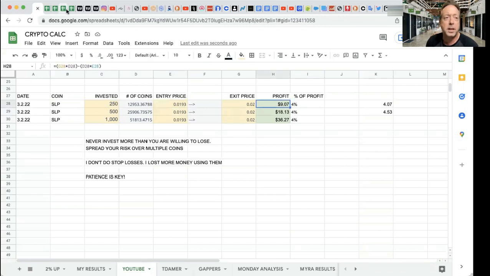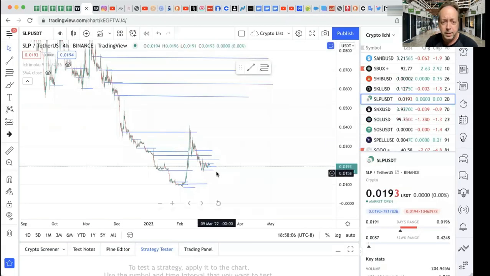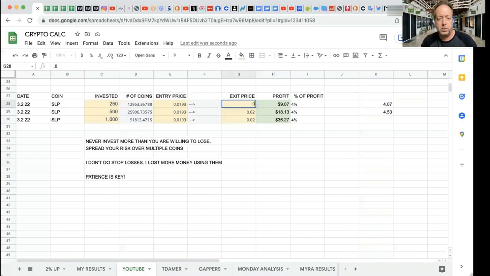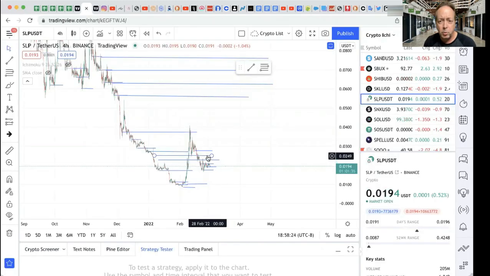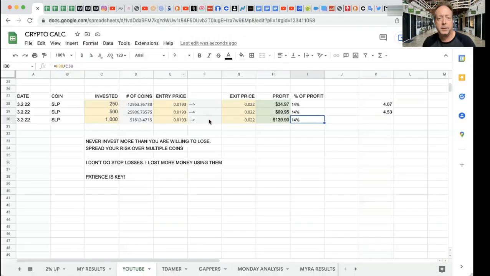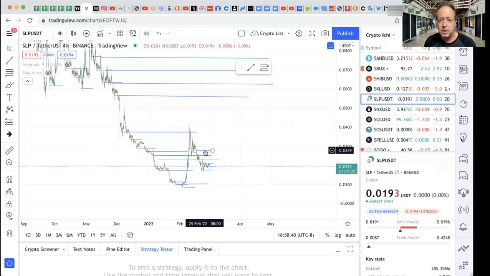It's not that much, so let's go up to the next one and calculate what I can do. I could go up to this next line, which is 0.022. On a $1,000 investment, I can make $139. I can make 14% of my money. All right, let's go up a little bit higher, 0.024. Now I'm making $243 out of a $1,000 investment. I'm making 24%.